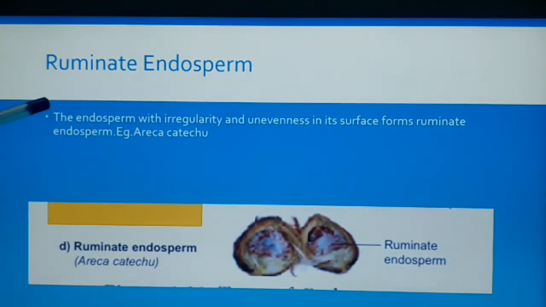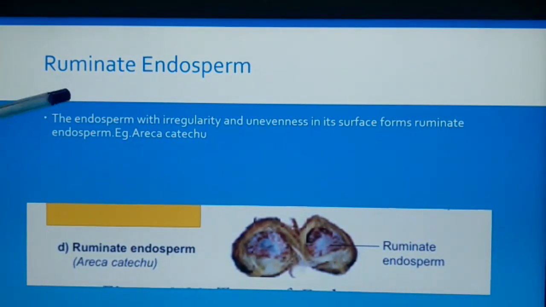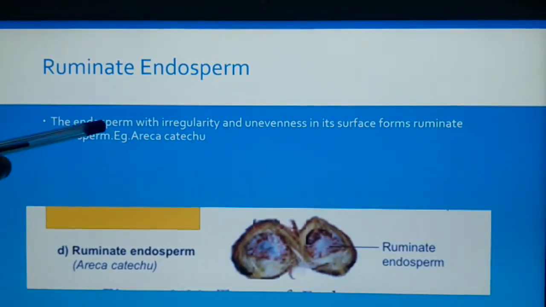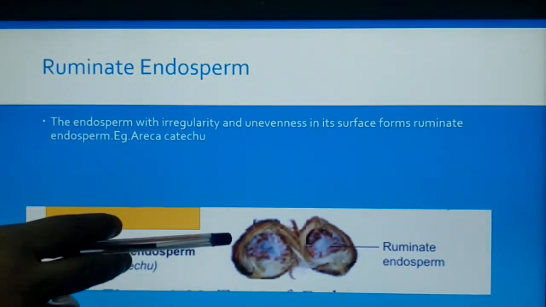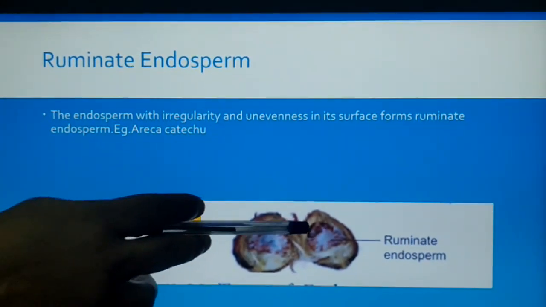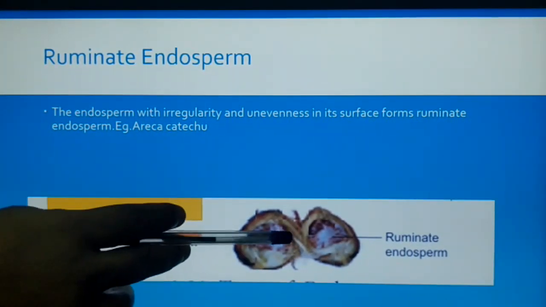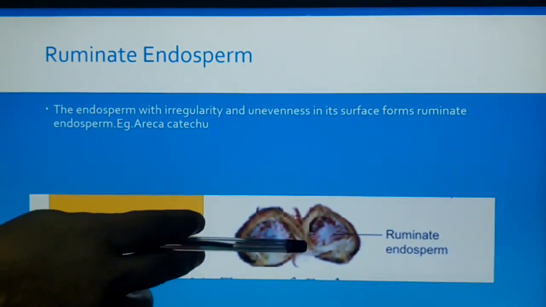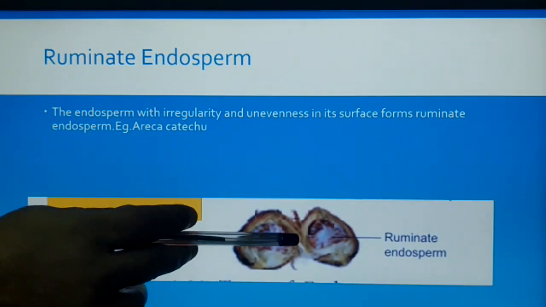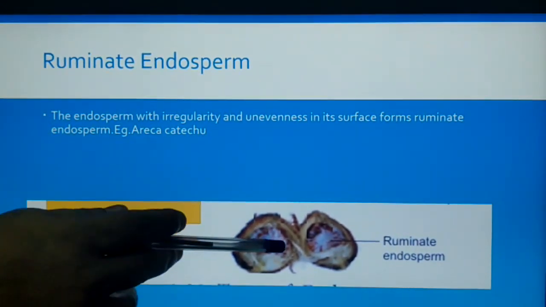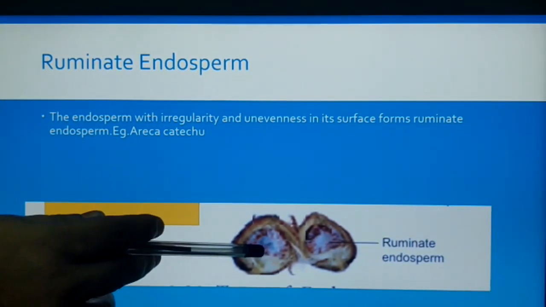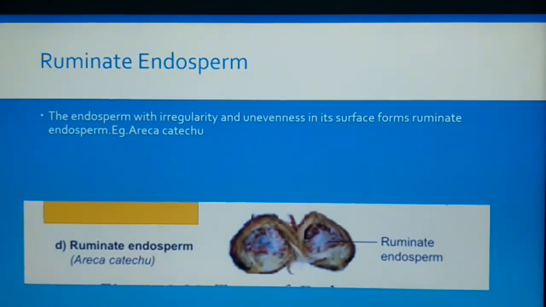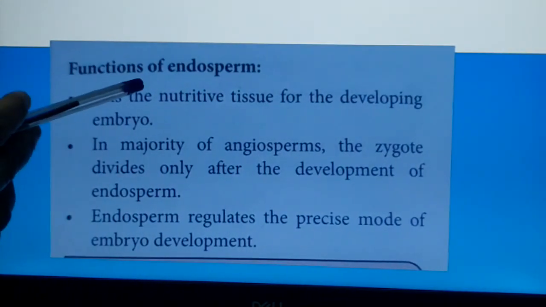Then the last one is ruminate endosperm. In ruminate endosperm, the endosperm with irregularity or unevenness in its surface forms ruminate endosperm. Example: Areca catechu.